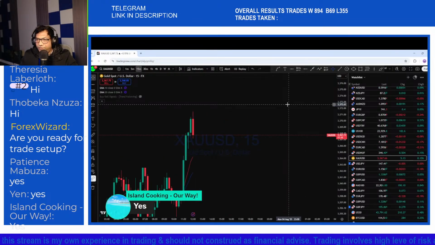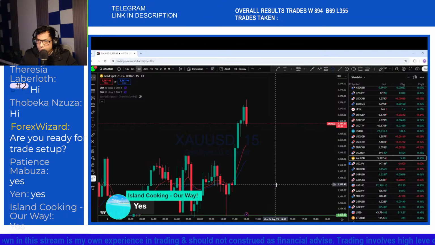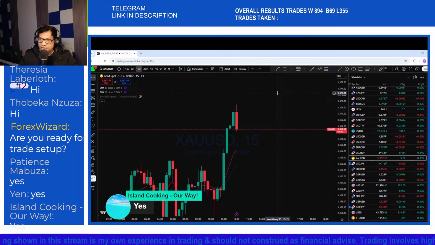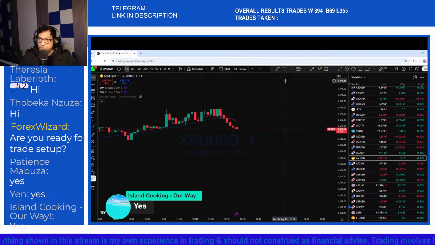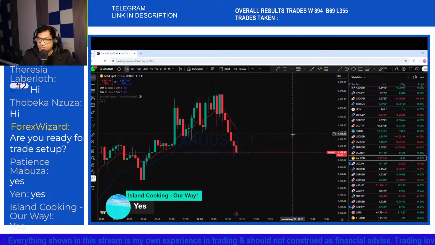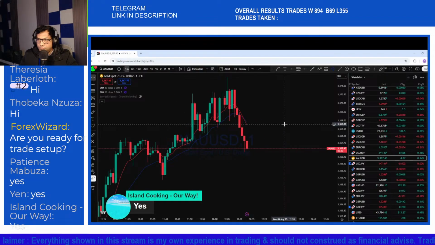So if we look at the 15 minutes here, you can see that this is currently a bull market, right? Which is a very strong bullish impulse back to the upside here. Now when you look at the 15 minutes here, we can see the market in this lower time frame.